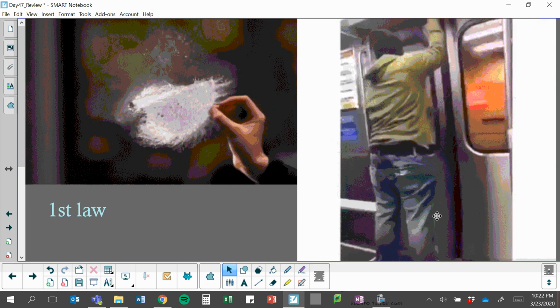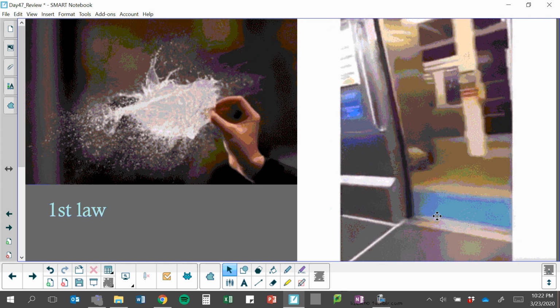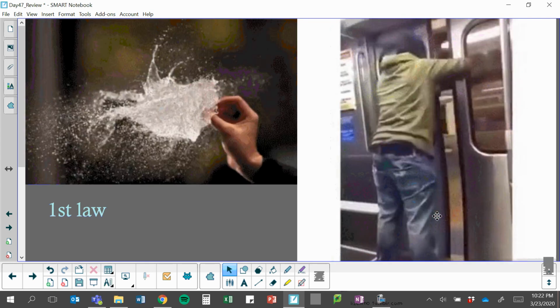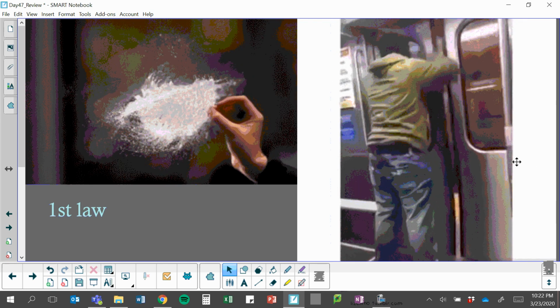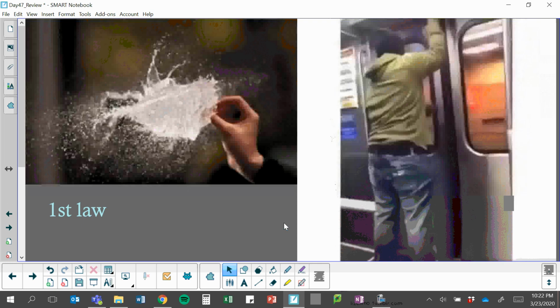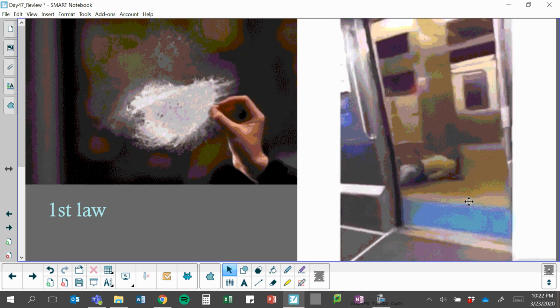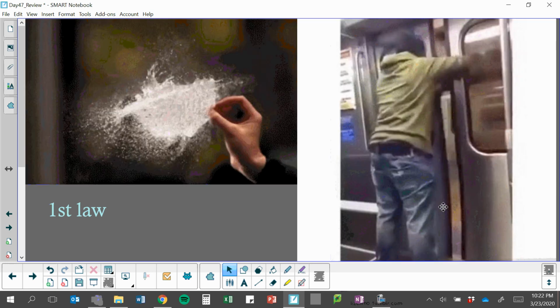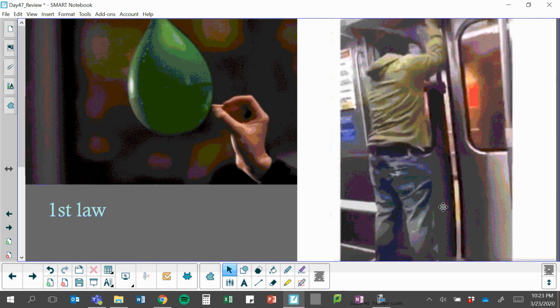The man in this subway is in motion. His body wants to stay in motion, and that's why he continues to move, making him fall over. But remember, it's an object in motion stays in motion unless acted upon by an unbalanced force. And in this case, we do have a force, and that is the friction on the ground keeping his shoes from moving.